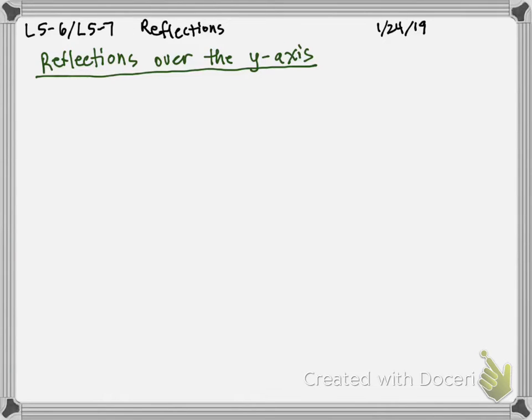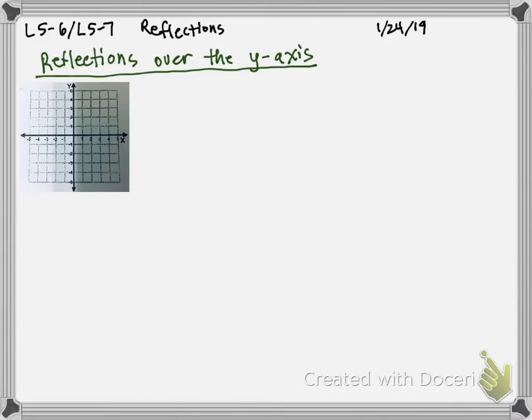Okay? And as you think about that, I'm going to go ahead and put in a graph. And let's see if your predictions are right. Okay, so we're going to do the same thing we did before. Let's do an original shape. And let's graph (1, 3), (1, 1), and (2, 1).